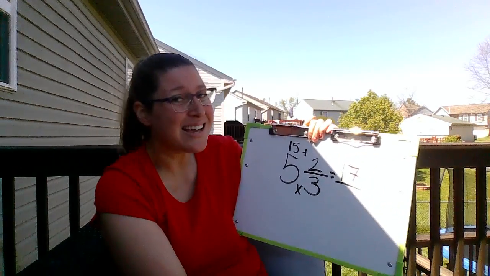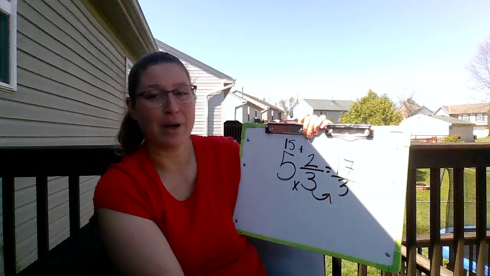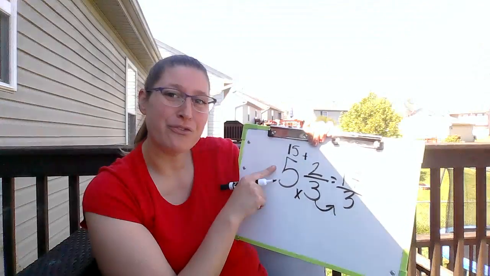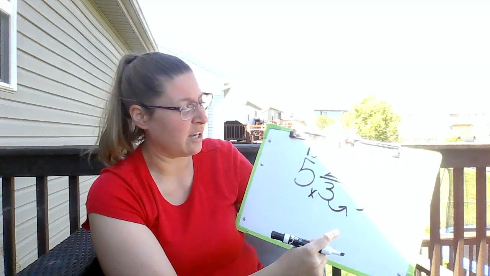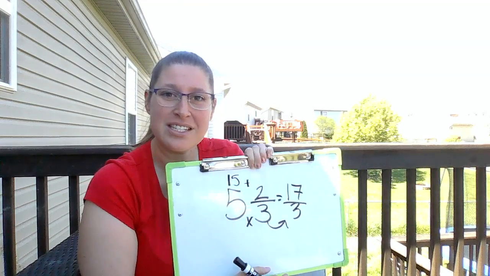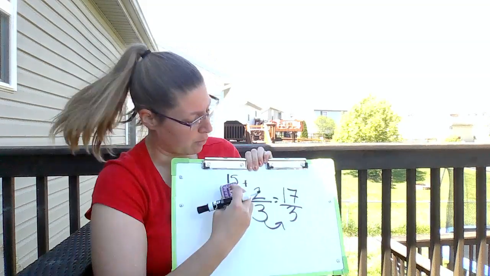My denominator does not change because my piece sizes are not changing, so I'm bringing over my 3. So 5 and 2/3 is equivalent to 17 over 3. Sorry, I didn't realize you couldn't see. 17 over 3. Okay, so let's look at one more example.